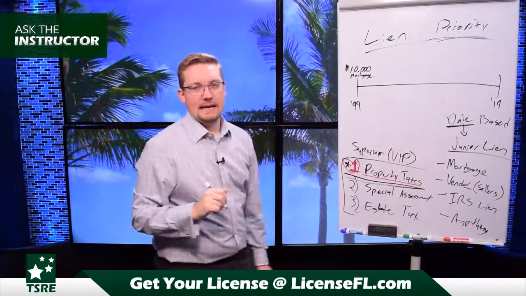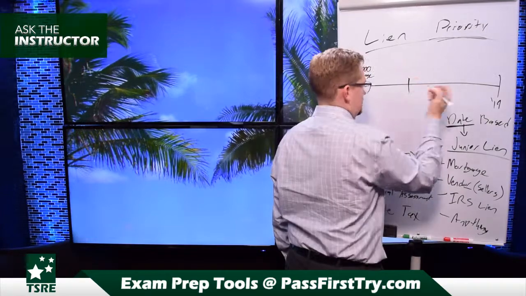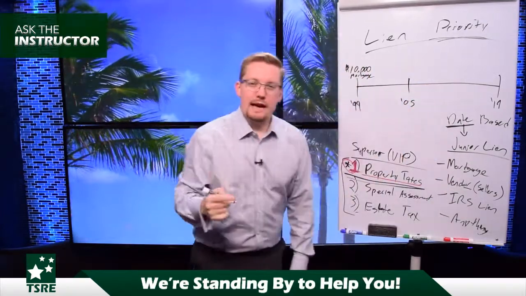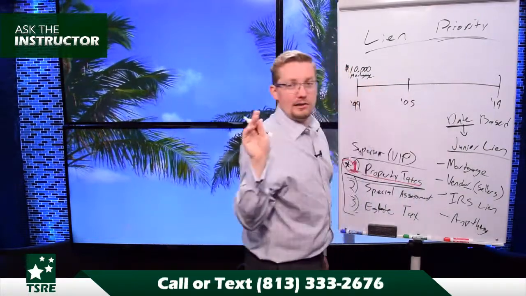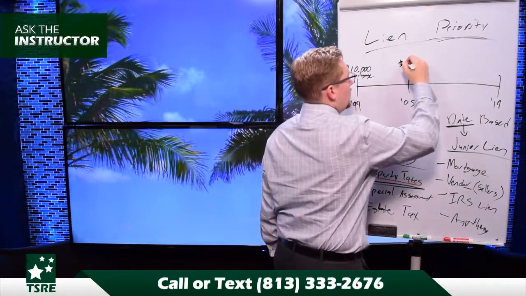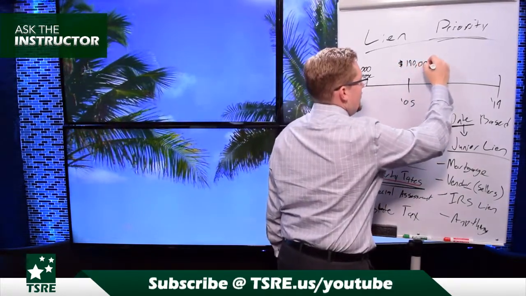So there's our mortgage from 1999. Now let's say in 2005, somewhere maybe around here, you took out a second mortgage against the property. And this second mortgage, you took it out, and today it currently has a balance of $190,000.